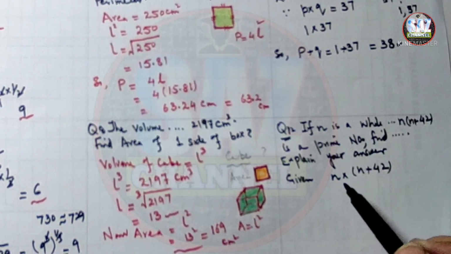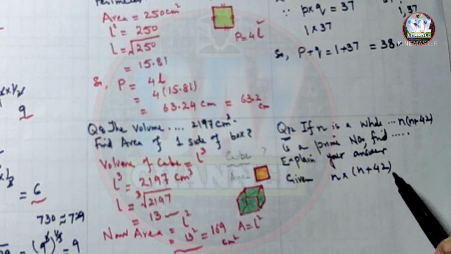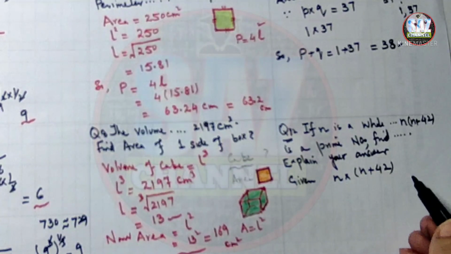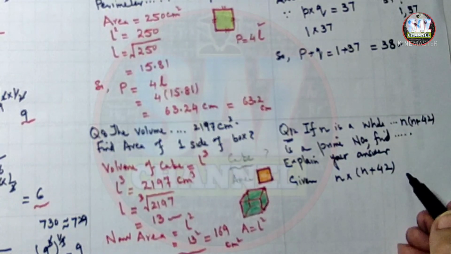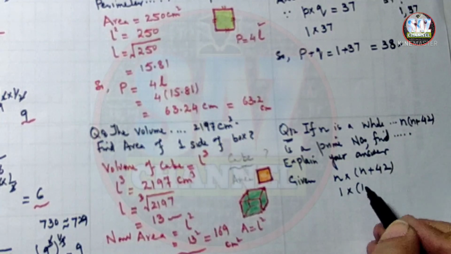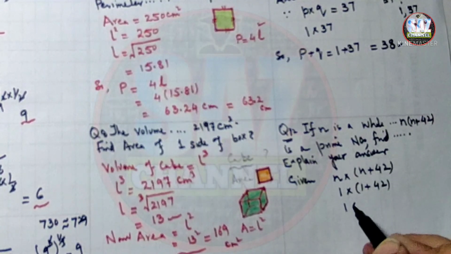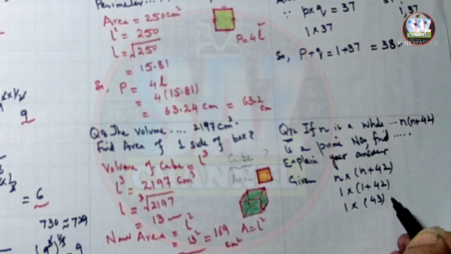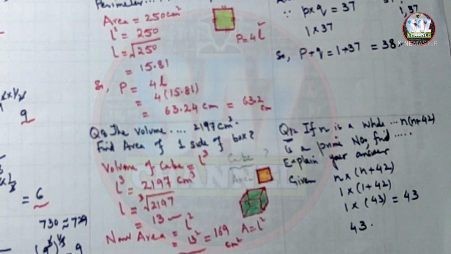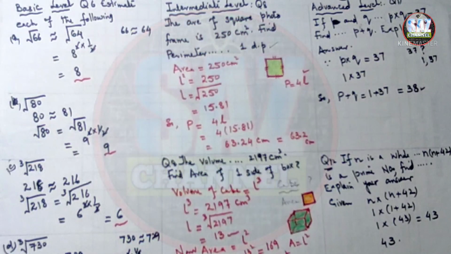This n is a whole number, but when I put that value of n in this expression, the answer comes out a prime number. So what number can I take? As all prime numbers have only two different factors, one is the number 1 and the other is the number itself. So if I take n as 1, 1 multiplied by 1 plus 42, which is 1 multiplied by 43, is equal to 43. So we have to find the prime number.